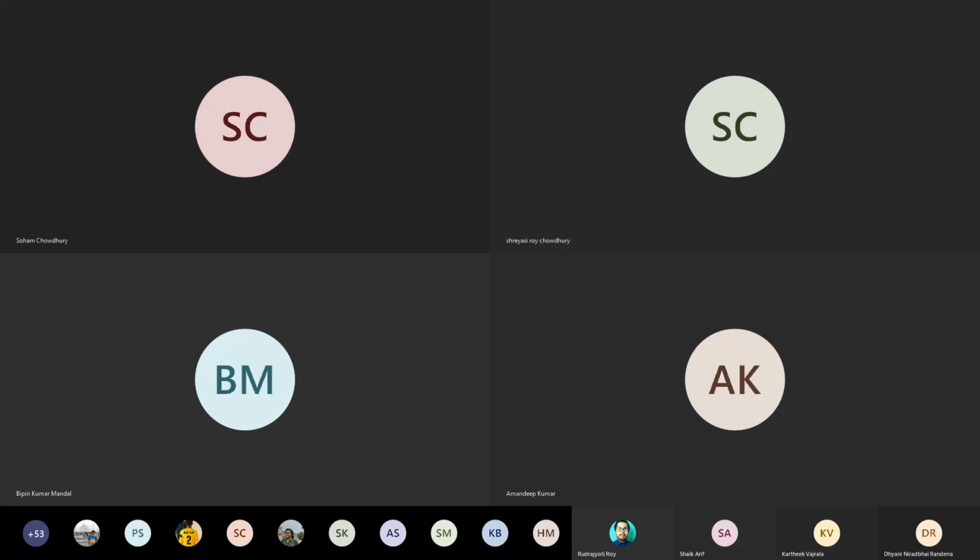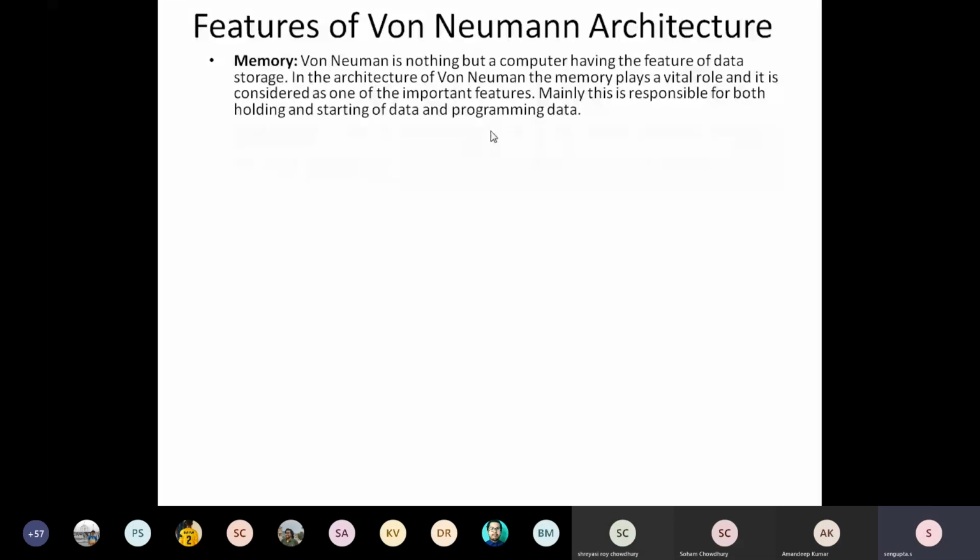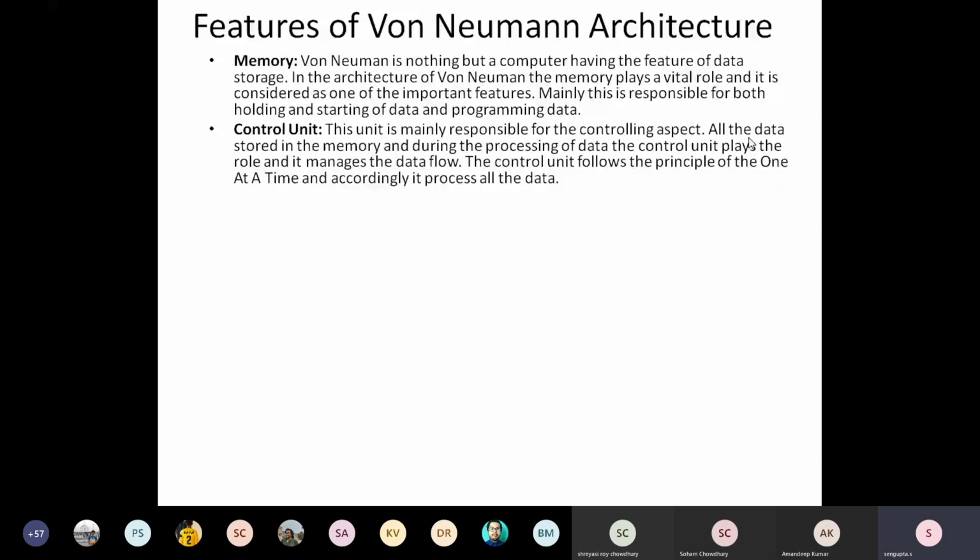Controlling means generating these signals, pulses, for synchronizing the data during transfer, stored in the memory, and during the process of data, it plays the role of managing the data flow. Managing of data flow happens through the execution of this control unit. It gives these high-low pulses, and the control unit follows the principle of one at a time. Accordingly, it processes all the data. So it's all sequential here.